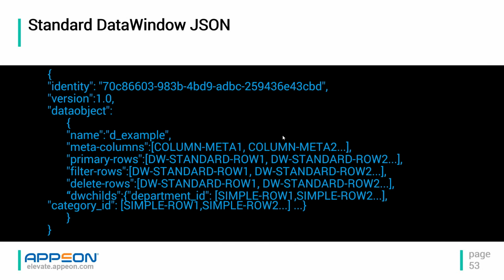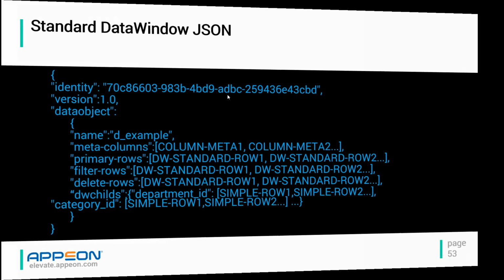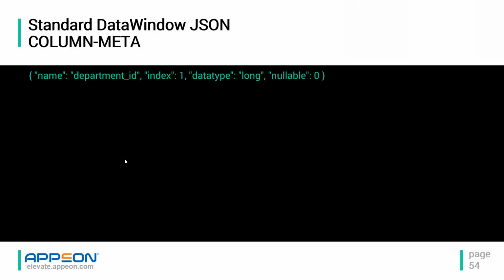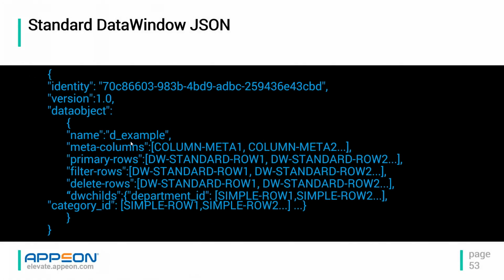So there's actually a reference to the name of the data window, because you're generating this from a data window. There's meta information about the columns. And then notice we've got the primary rows, filter rows, and delete rows. Those are the 3 data window buffers. And then there's each of the individual rows, and as we'll see as we go down into what each of those mean, you'll see there's actually state information about each of the rows and each of the columns.